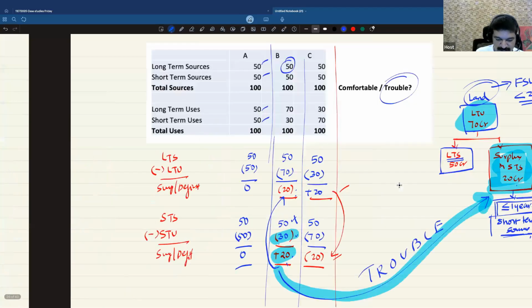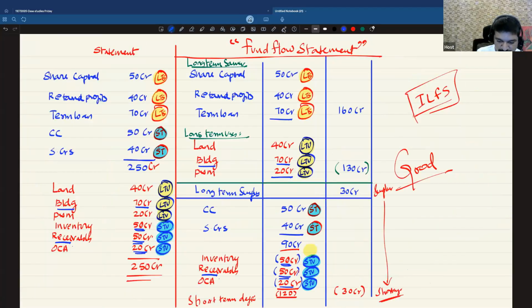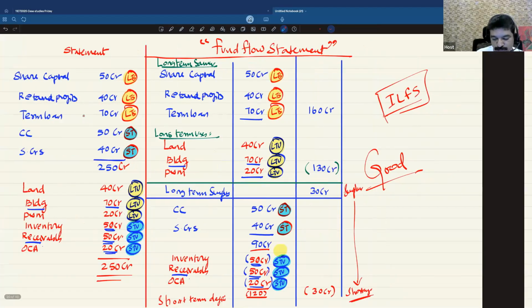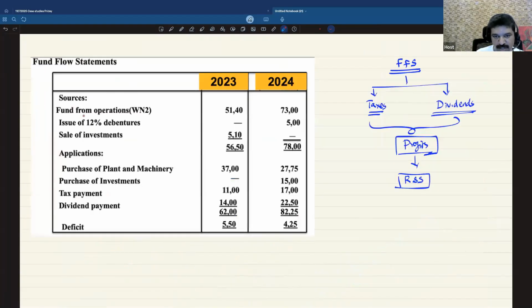If you recollect, we discussed that here, right? Here, we said retained profit is a long-term source. It means profit is a long-term source, right? So if profit is a long-term source, then any distribution of profit, in the form of taxes, in the form of dividends, should be considered as long-term use.